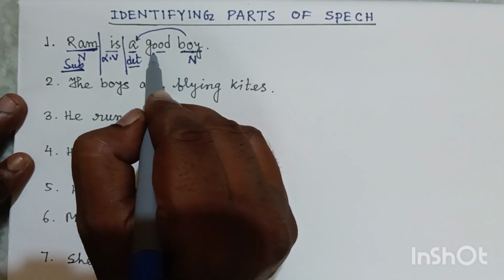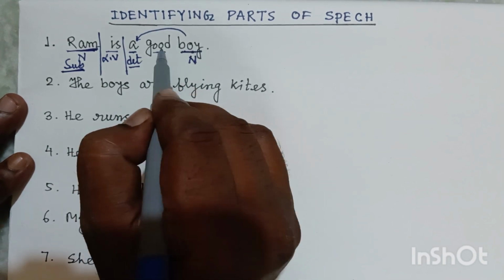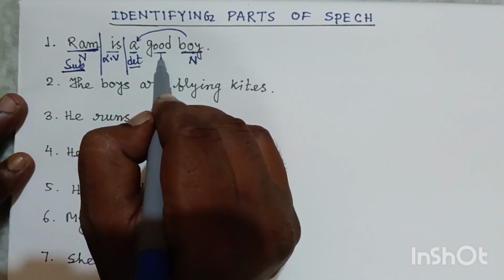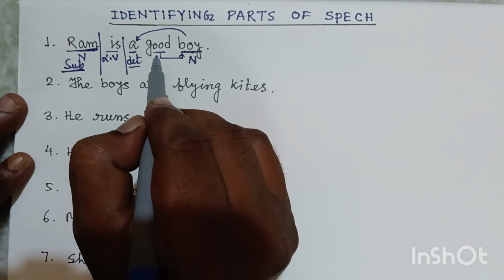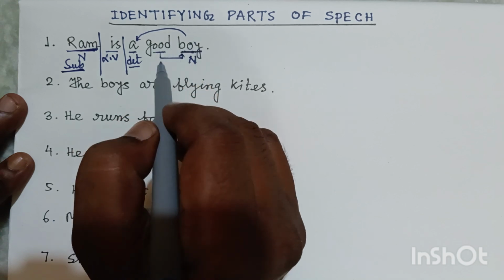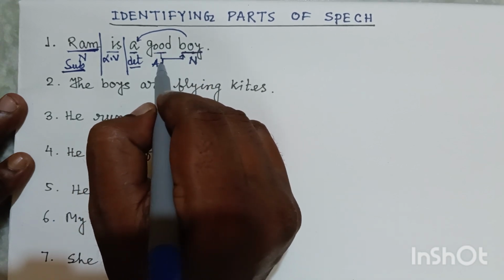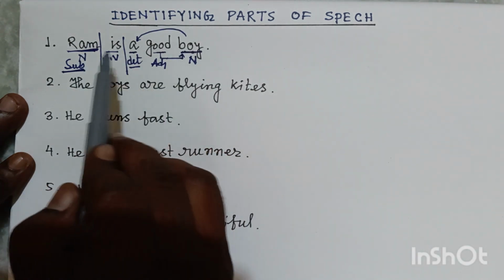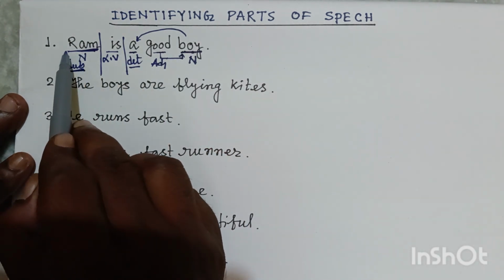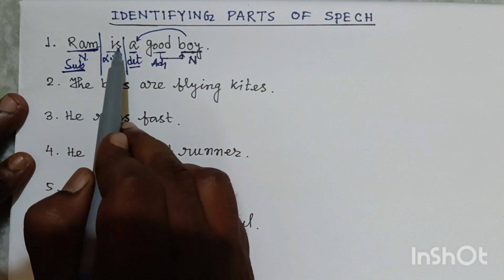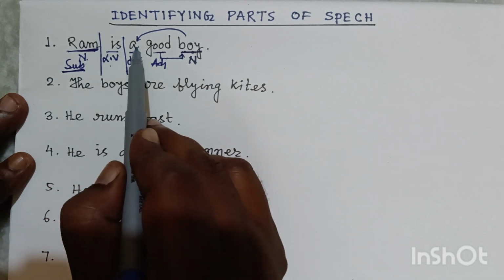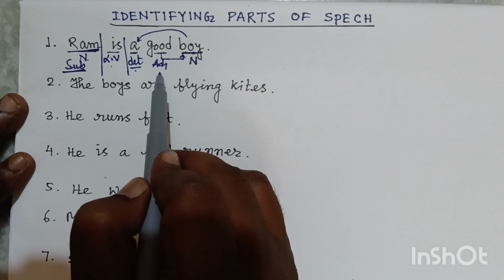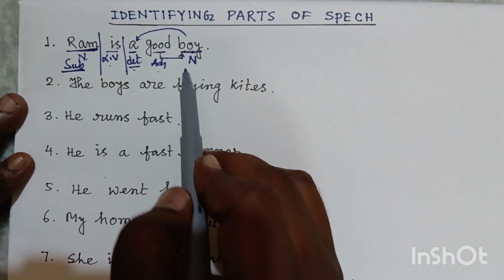And friends, look at these words. Good. Good is some extra information about this noun. That means this boy is good. So it is an adjective. Friends, these words: suppose Ram, it is a noun; is, it is a linking verb; a, it is a determiner; good, it is an adjective; boy, it is a noun.